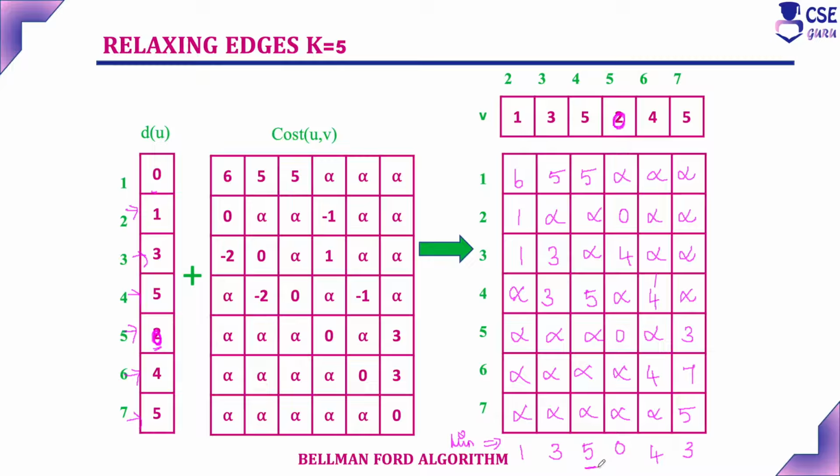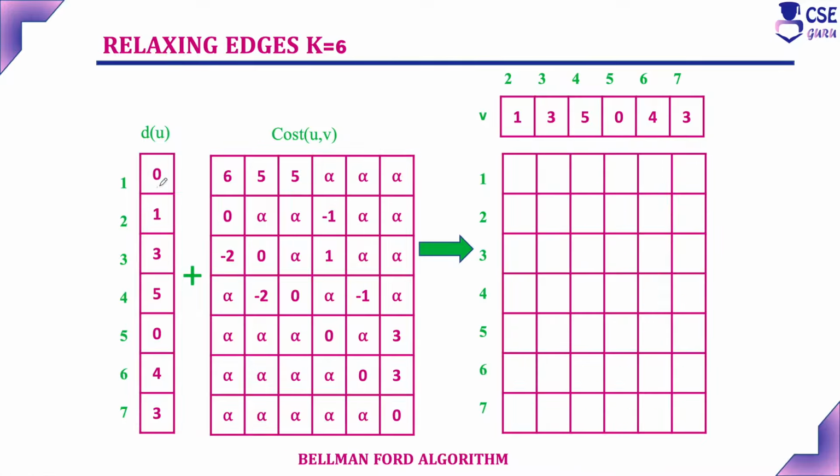Okay, so with the shortest distance, continue the next iteration. Add this new shortest distance with the corresponding cost matrix. So for vertex 1, it is 0 plus 6, 0 plus 5, 0 plus 5, 0 plus infinite. For vertex 2, 1 plus 0, 1, 1 plus infinite, 1 plus infinite, 1 minus 1, 0, infinite, infinite. For vertex 3, it is 3 minus 2, 1, 3 plus 0, 3, 3 plus infinite, 3 plus 1, 4, 3 plus infinite, 3 plus infinite.